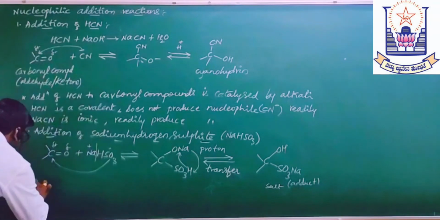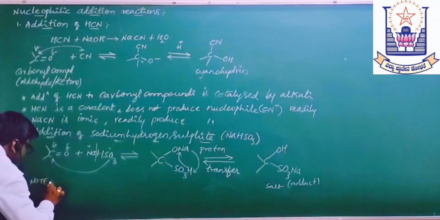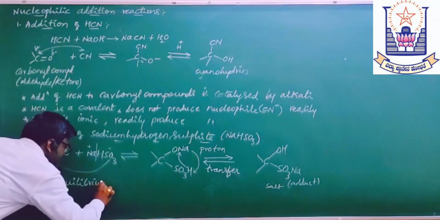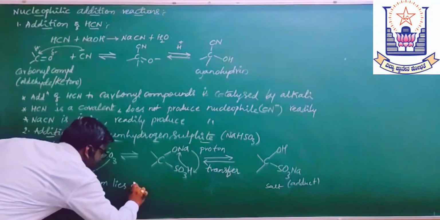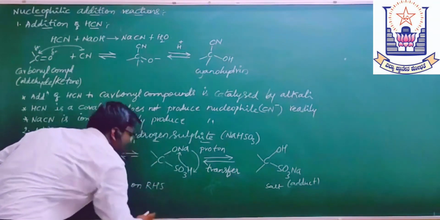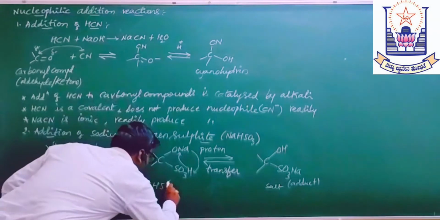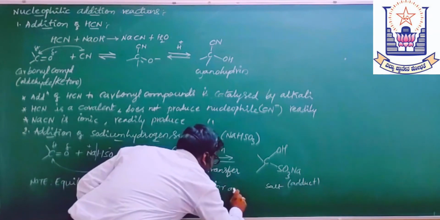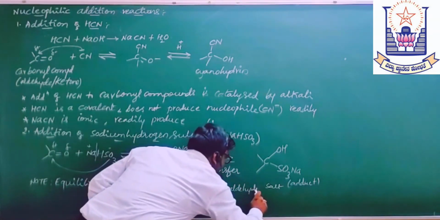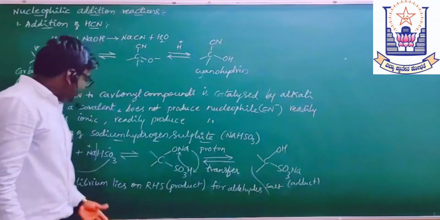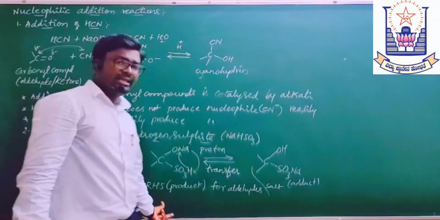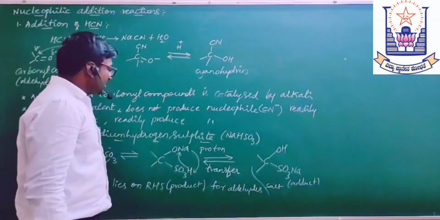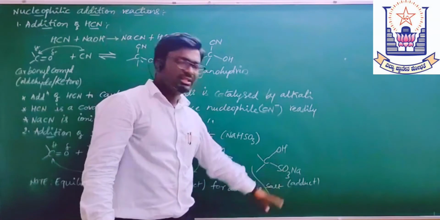Okay. The important note is that the equilibrium lies on the right hand side. What is our right hand side? The product. Product for aldehydes. It means the aldehydes are readily reacting with the NaHSO3 to give this salt.